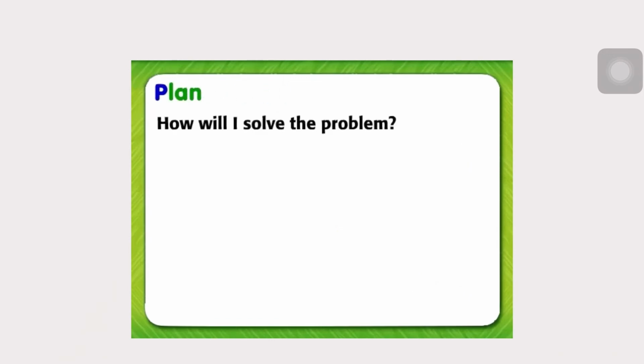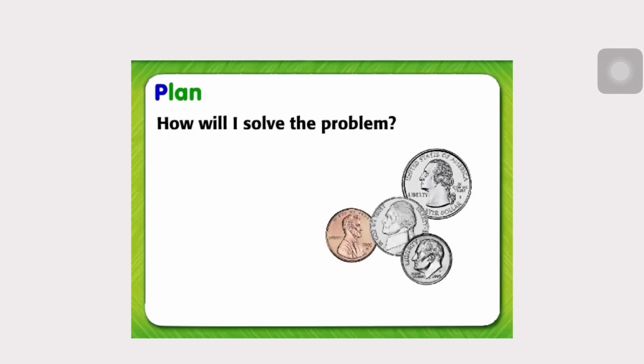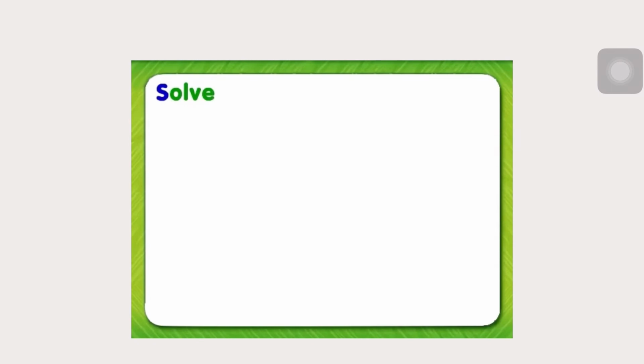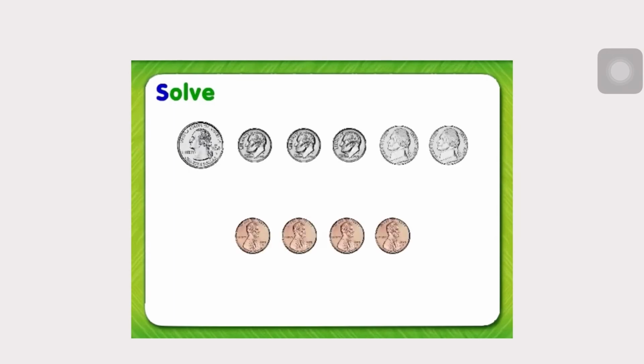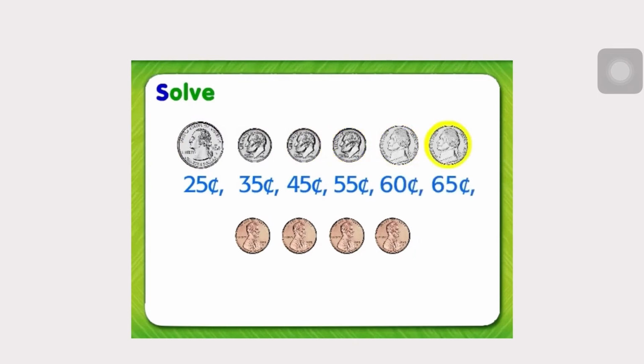Next, we need to make a plan to solve the problem. We can use coins to act out the problem. Now, we need to solve the problem. Show the coins Art has. 1 quarter, 3 dimes, 2 nickels, and 4 pennies. Add to find the total. 25 cents, 35 cents, 45 cents, 55 cents, 60 cents, 65 cents, 66 cents, 67 cents, 68 cents, 69 cents.